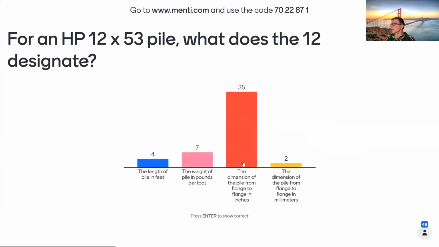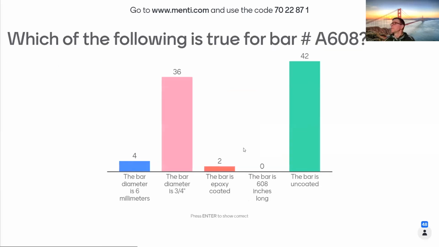For an HP 12x53 pile, what does the 12 designate? And so that is the dimension of the pile from flange to flange in inches. And so then the 53, the question we had the other day, that's the weight per foot. So that would be this if it's 53, but for the 12, what does the 12 indicate? It's that dimension from flange to flange in inches.